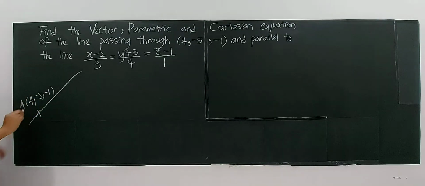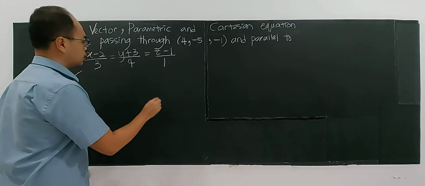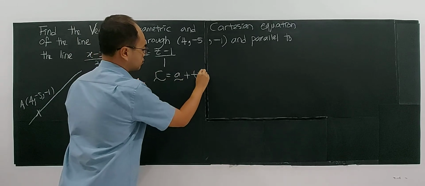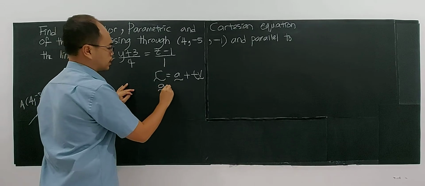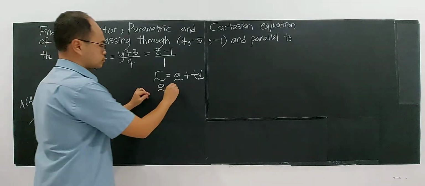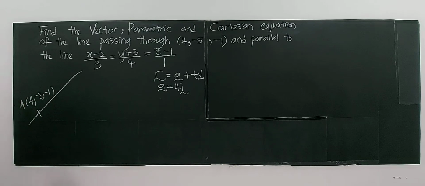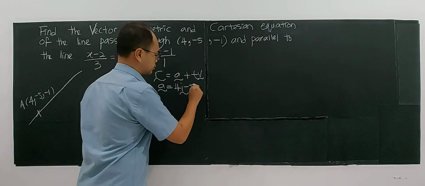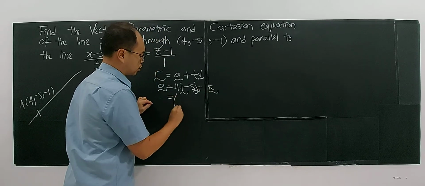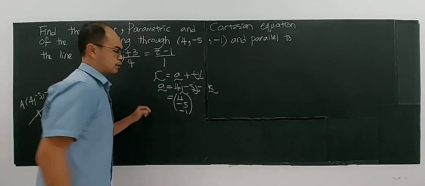Means that I can say that this is a fixed point, right? It's a point on the straight line. So by using the formula, we have r equals a plus tv. As we already know the value of a, the vector a, which is 4, -5, -1. Or I can rewrite the coordinate here into a vector, right? It's a position vector, 4i minus 5j minus k. Or I can just write it in column vector form, 4, -5 and -1, right?